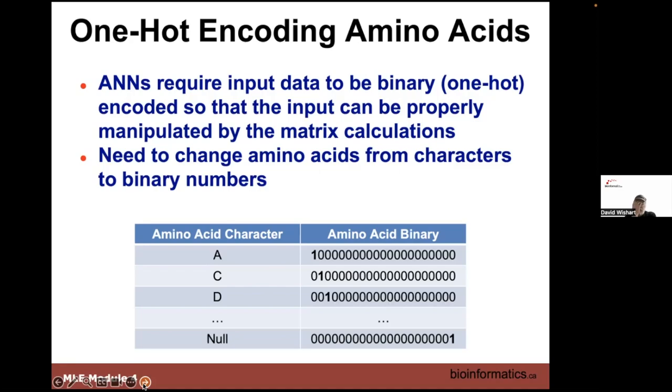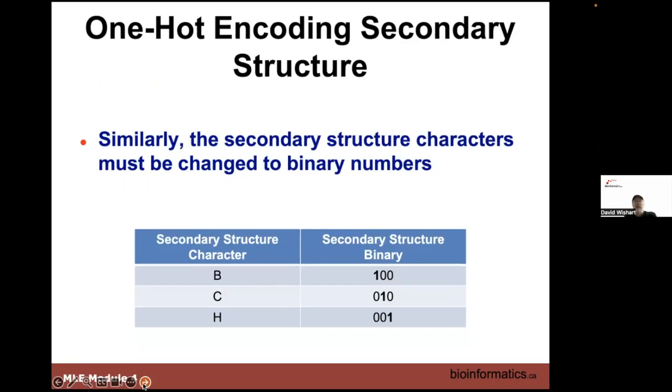Now, we could have done embedding instead of one hot encoding. It would have done much better if we had embedded the amino acids. We could have embedded information about their hydrophobicity or their proximity to others. But embedding is complicated and it would take too long to explain in a course like this. We also have to one hot encode the secondary structure. We've already shown how you can do that. If there are three secondary structures, helix, coil, beta, we can use a 3-bit encoding.